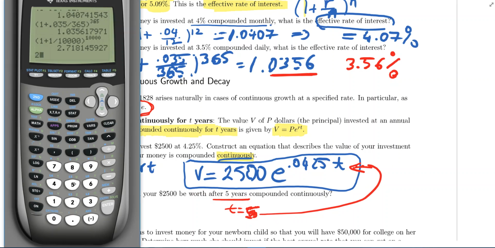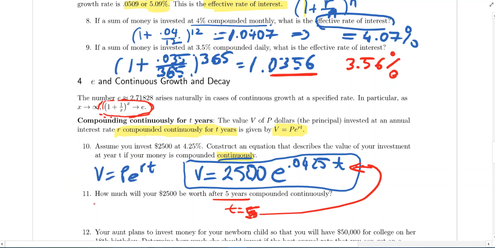So let's put that in the calculator. It's going to be 2,500 times e. e is right here on the division sign, so you have to press second division to get to e. And then to the power 0.0425 times T, which is 5 in our case. So you get 3092. So V equals $3,092. So if you leave the money in the account for 5 years, it will become $3,092.